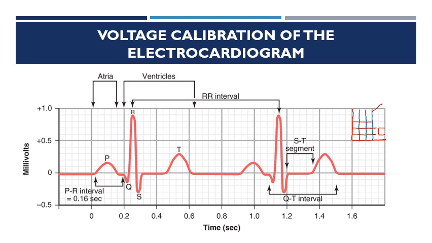The blue ones are vertical lines, while the red ones are horizontal lines. The horizontal lines are used for voltage calibration, while the vertical lines are used for time calculation.